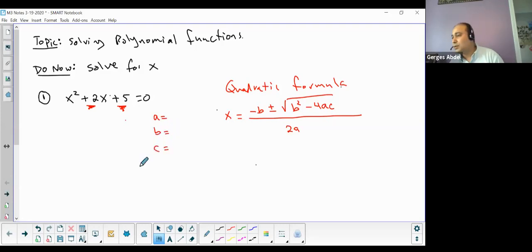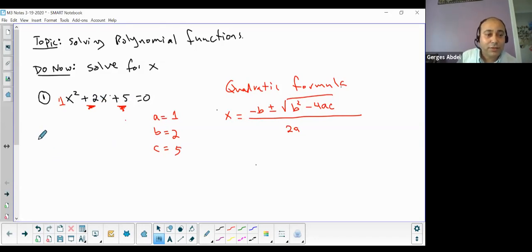All right, in the chat box, what is a? Come on, quickly. All right, Kaylee, 1. Okay, the x squared is not a. X squared is the first term. So a is the coefficient right here, which is 1. All right, what is b? It should be 2. Okay, perfect. How about c? It's supposed to be 5. So this is a, b, and c.